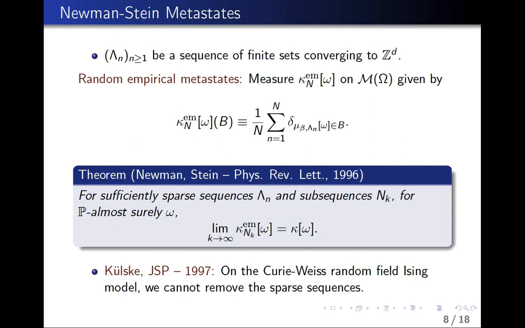Newman and Stein wrote many papers about metastates and the metastate formalism. They define the random empirical metastates, as we saw in the analysis of the convergence. They show that the sequence, in fact, converges in distribution, but only when the sequence of lambda is sufficiently sparse and on a subsequence of this lambda. The assumption, at first, looks technical. However, Külske shows that in the Curie-Weiss random field Ising model, we can't remove the sparseness.